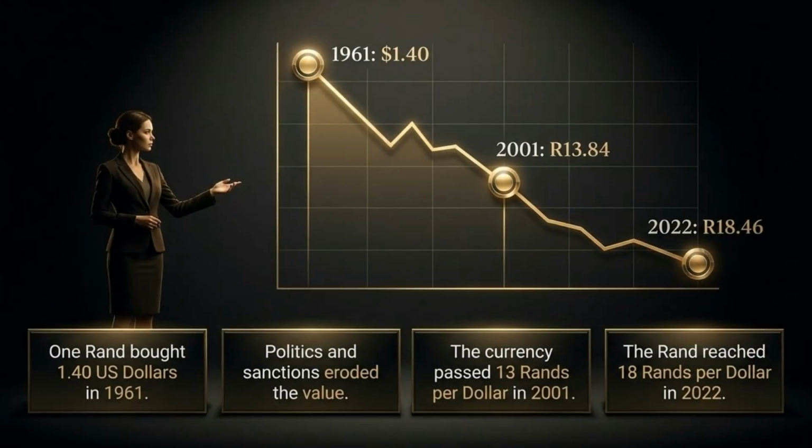In 1961, 1 Rand bought $1.40. However, politics and sanctions eroded its value. By 2001, it was R13.84 per dollar, and it reached R18.46 per dollar in 2022.